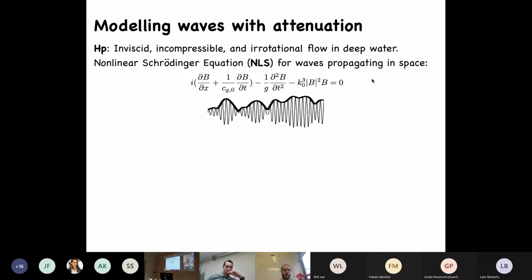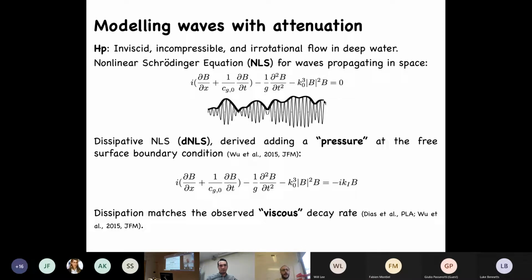And it's a standard model to describe the evolution of the wave envelope B, which is expressed in the figure here by the darker line. So this is an equation for the complex envelope and not the fast oscillation that we observe. And this is the standard equation that is written in space, so for a wave propagating in space. So it's not the standard form, probably.